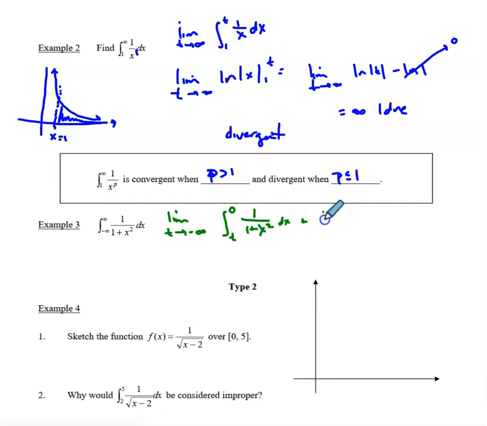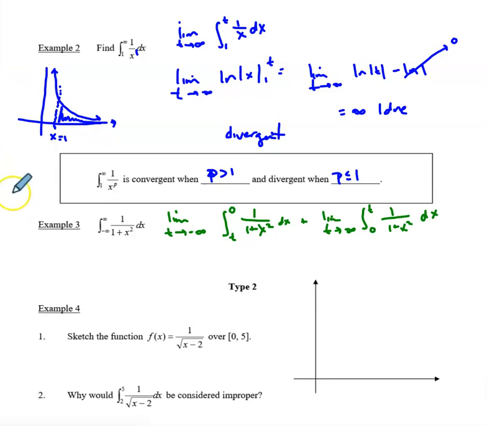I'm going to add to that the limit as t goes to infinity, and I'm going to sub in for my infinity a t value here, but my lower limit of integration is 0. If you think about these two integrals, all I've done is taken the number line from negative infinity to positive infinity, and I split it at 0. I know that 1 over 1 plus x squared integrates to arctan.